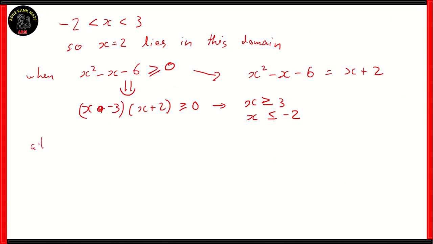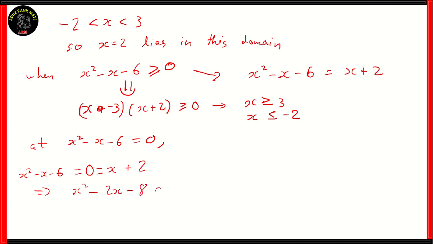Now at x squared minus x minus 6 equals 0, the right hand side x plus 2 is also equal to 0, which is also equal to the left hand side, which is x squared minus x minus 6. We need to write it in this format so that we can get x plus 2 to the left hand side. So we get x squared minus 2x minus 8 as equal to 0, simple arithmetic.